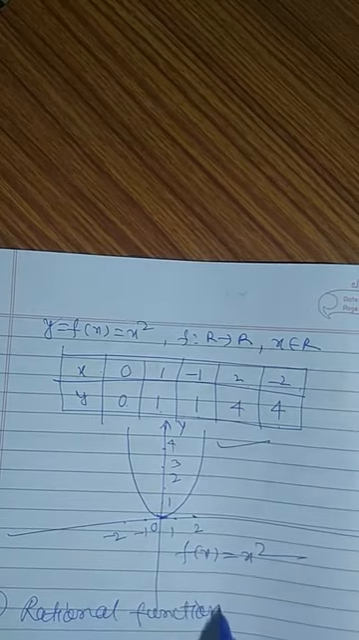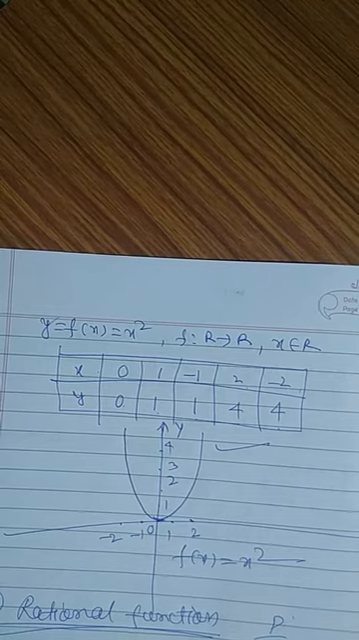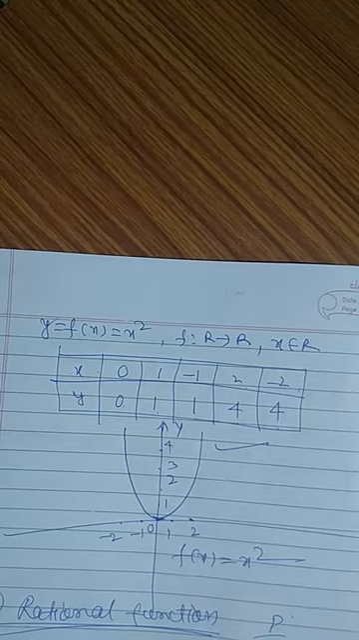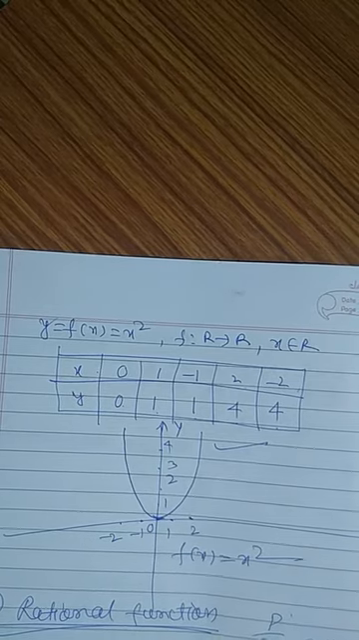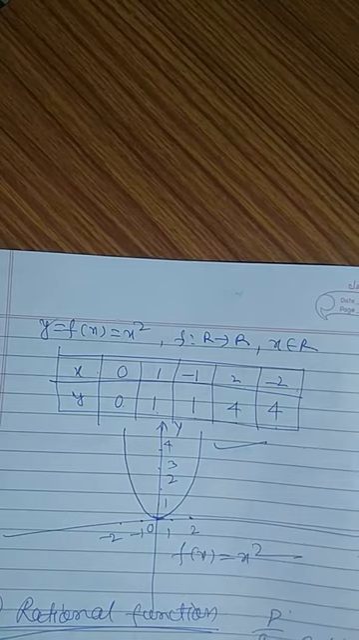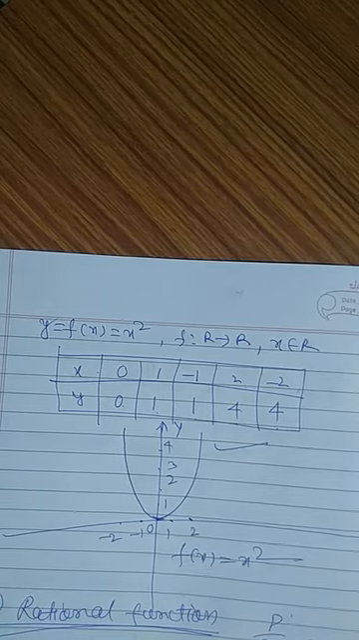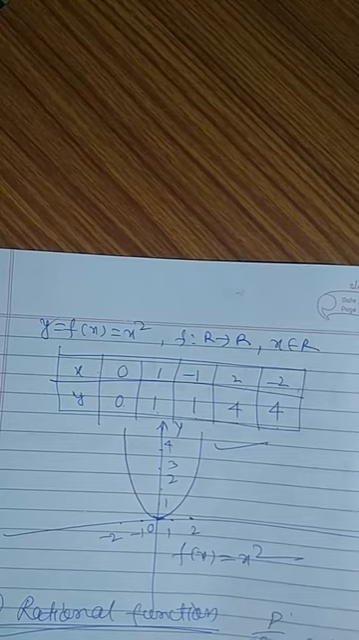Now, as p by q is a fraction, you can say the polynomial may be a fraction. That type of polynomial is called your rational function. So you can define the rational function as f of x divided by g of x, where g of x is not equal to 0. And f of x, g of x are polynomials.